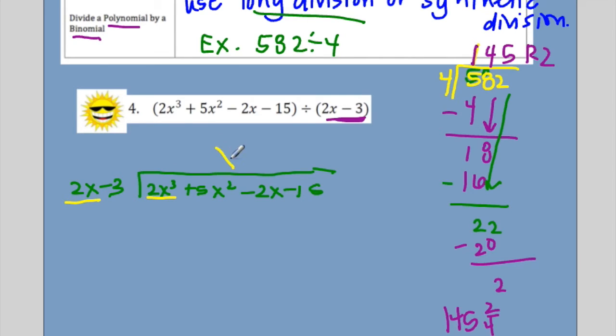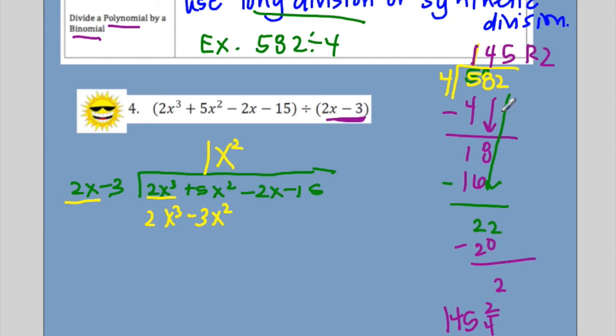X to the second. Okay, so I always try and line it up. Notice how here's my x to the second, so up here I'd have my x to the seconds as well. So I have x squared times 2x. Well, this is really 1, so we'd have 2. X times x to the second is x to the third. And then you have to also multiply the negative 3 here. So negative 3 times x squared is negative 3x squared.